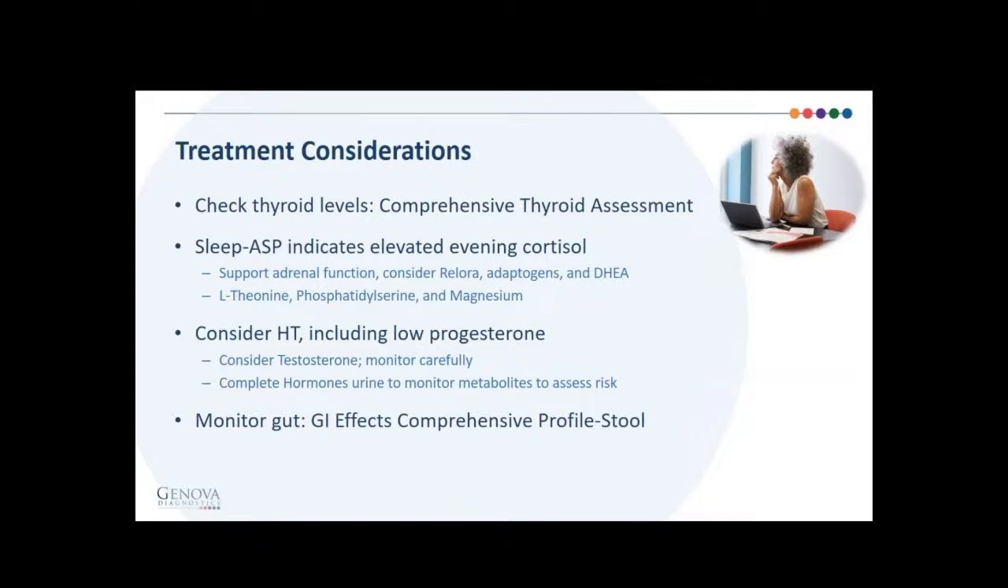She needs to sleep, a high evening cortisol. So support that: adaptogens, DHEA, magnesium, phosphatidylserine. Consider hormone therapy for the lower progesterone. Consider testosterone, but monitor it carefully. Remember, it can aromatize into estrogen, and that's why you want to monitor. And always, I would say, in this case, you really want to monitor metabolites through urine to address stress.